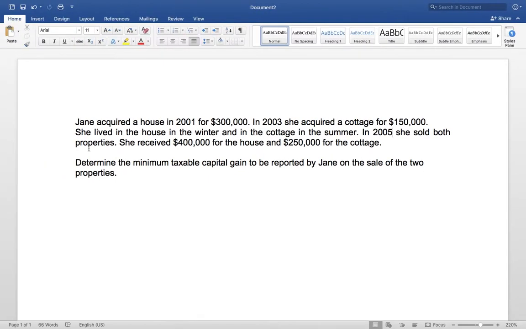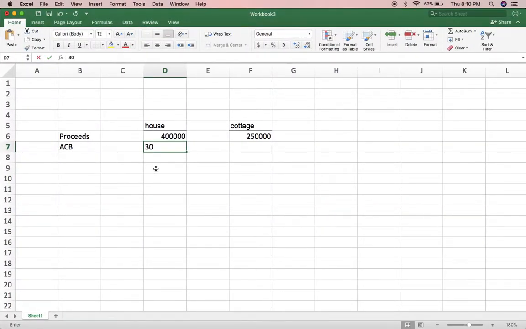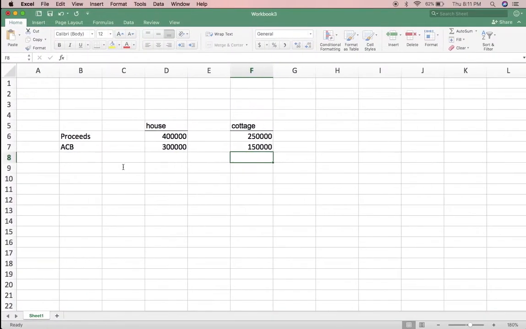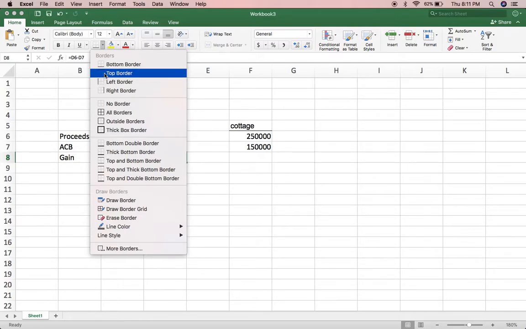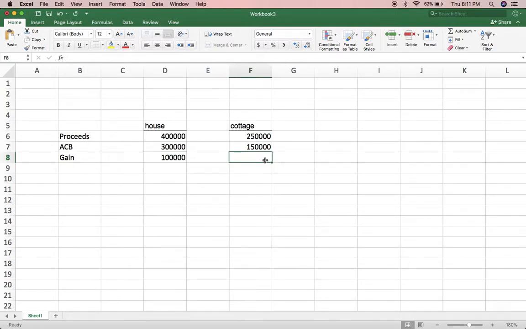Her ACB is 300,000 for the house and 150,000 for the cottage, and her gain is 400,000 minus 300,000, which is equal to 100,000. For the cottage, it's 250,000 minus 150,000, which is 100,000.